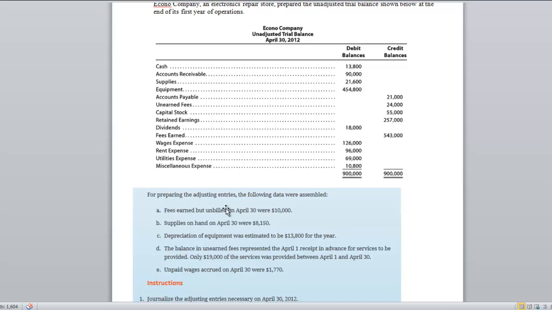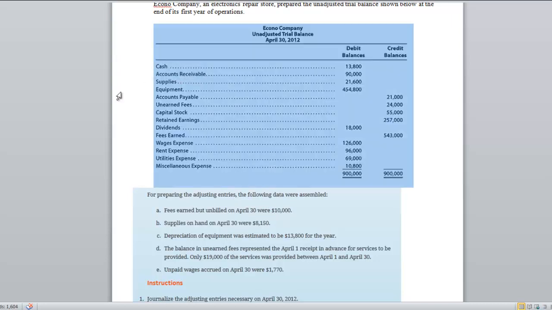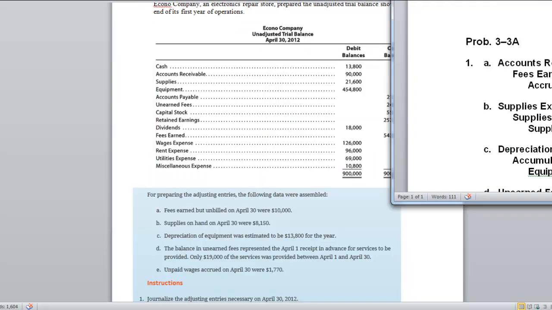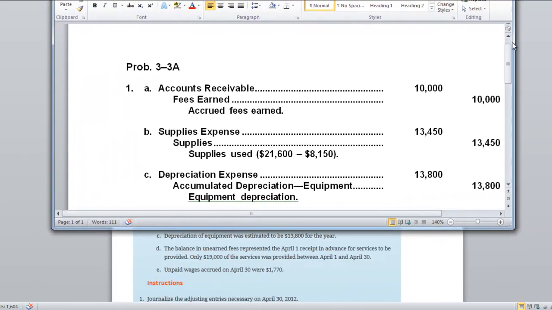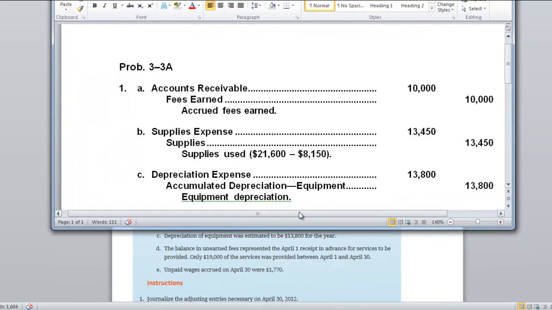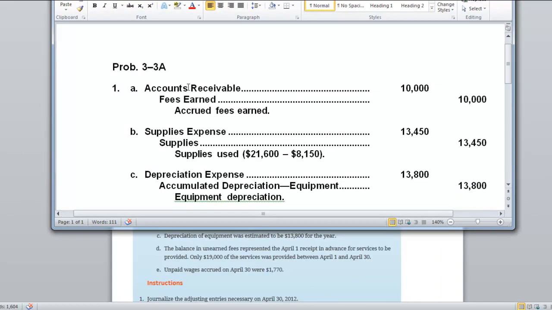So we're going to learn here, there's a couple things here. We have fees earned but unbilled on April 30th of $10,000. Okay, so these amounts here, we've earned these. We've accrued them, however, we have not recorded them yet. So we haven't billed them, and they show up nowhere in our accounting records at this point. So we need to make sure that we make a journal entry to put those into our accounting records. And this is what the journal entry would look like to include those accounts receivable and the fees earned.